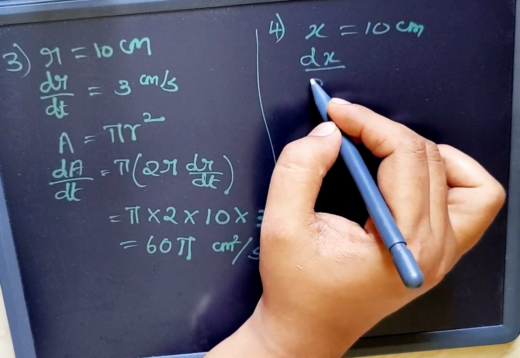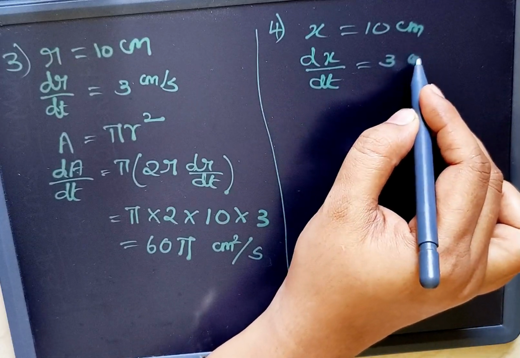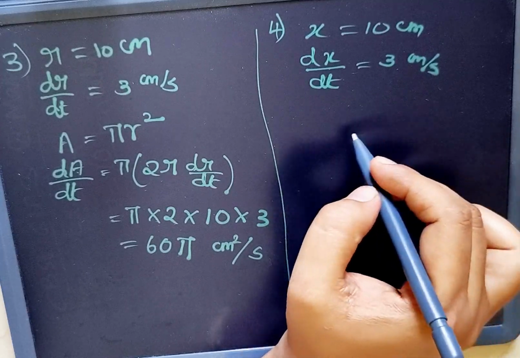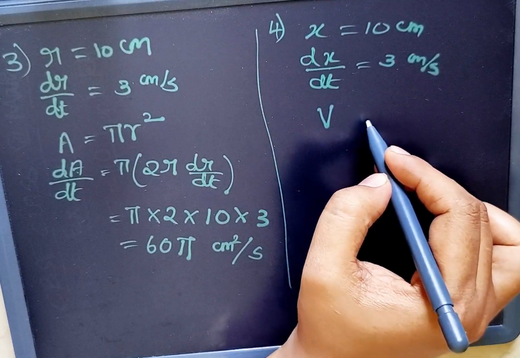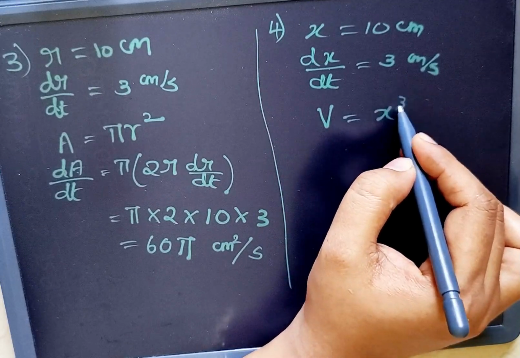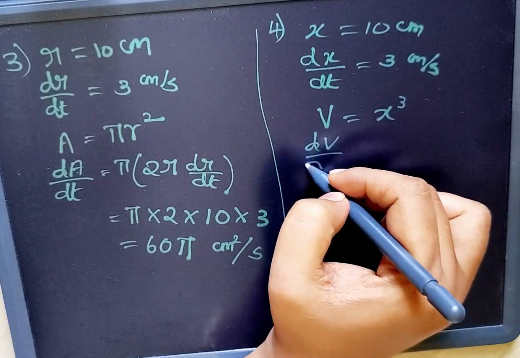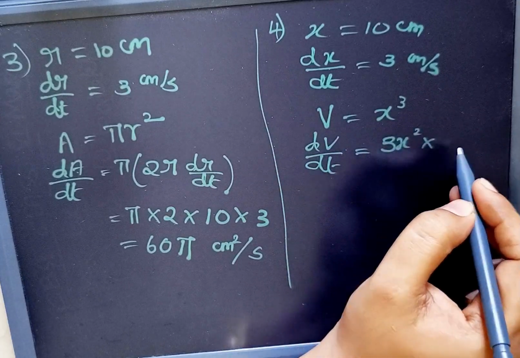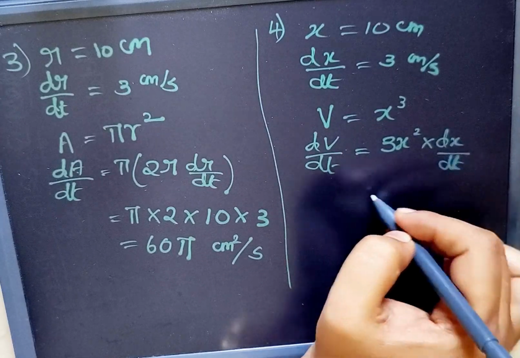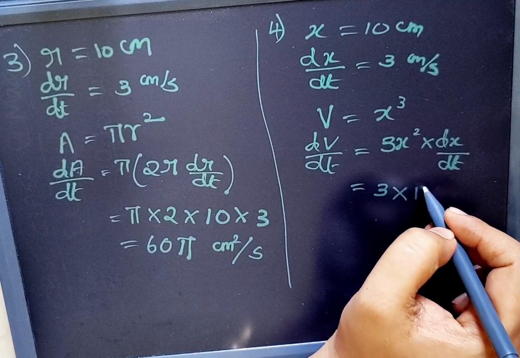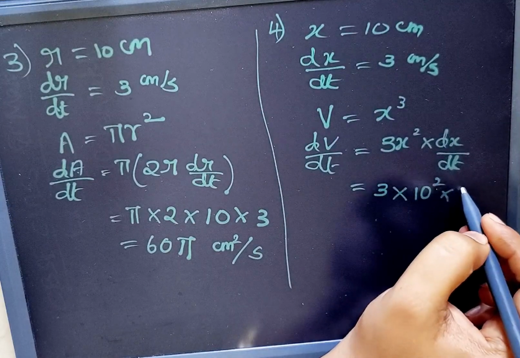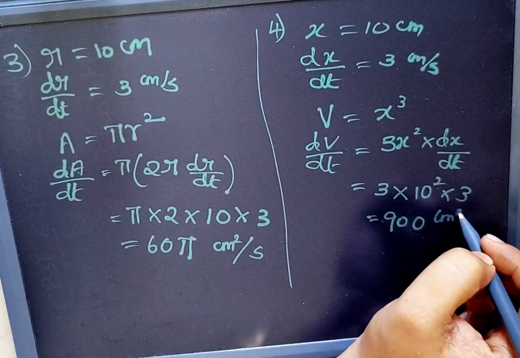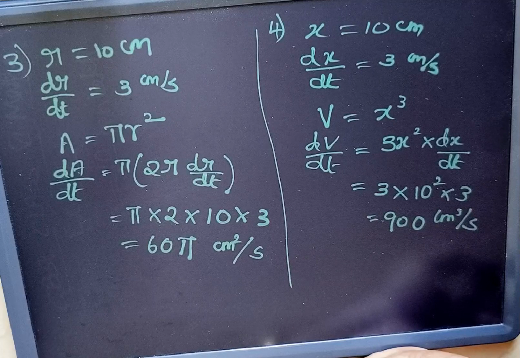So it is differentiating with respect to time again. It is given as 3 centimeter per second. We need to find the rate of change of the volume of the cube. Let us denote volume as V. So V is equal to x cube, differentiating both sides with respect to t. So dV by dt is equal to, applying the power rule, we get 3x square into dx by dt. Substitute the values. So it is 10 square into dx by dt value is 3. 3 3s are 9 into 100, 900. Volume is centimeter cube, time is second. Centimeter cube per second.